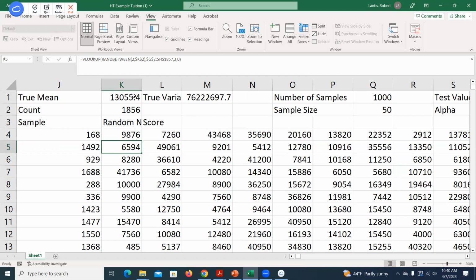But it helps prove the point that if what we assume is in fact true, what proportion of the time are we still going to be making these type 1 errors? Are we going to be rejecting when we shouldn't be? So I can cheat. I don't have to just pull an assumed true value out of thin air. I know what it is.